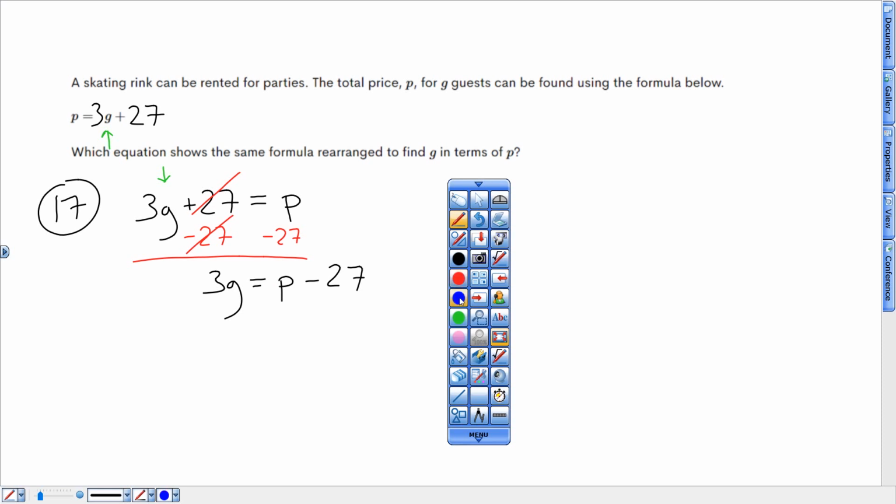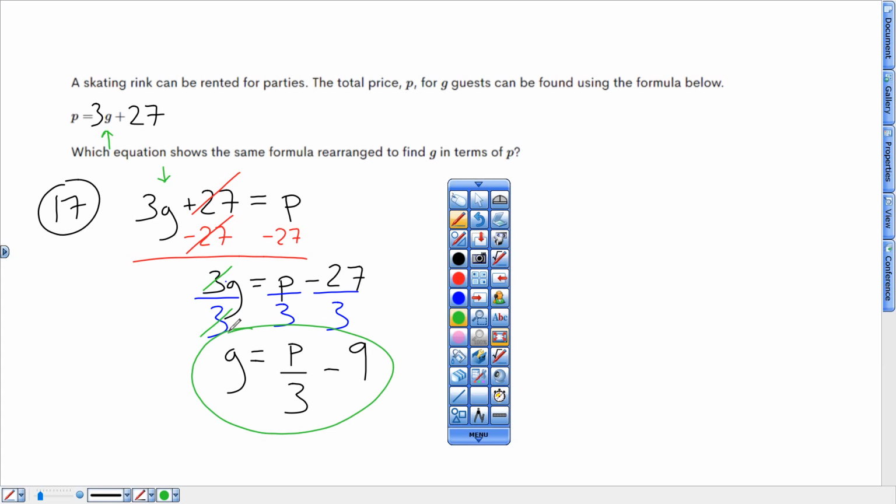And then right here, the opposite of timesing by 3, I'm dividing everything by 3. So I'm going to divide this by 3. We'll make that G all by itself. I'm going to leave that P over 3. And then minus 27 divided by 3 is negative 9. So there is my equation rearranged for G. All right, next problem. Here we go.